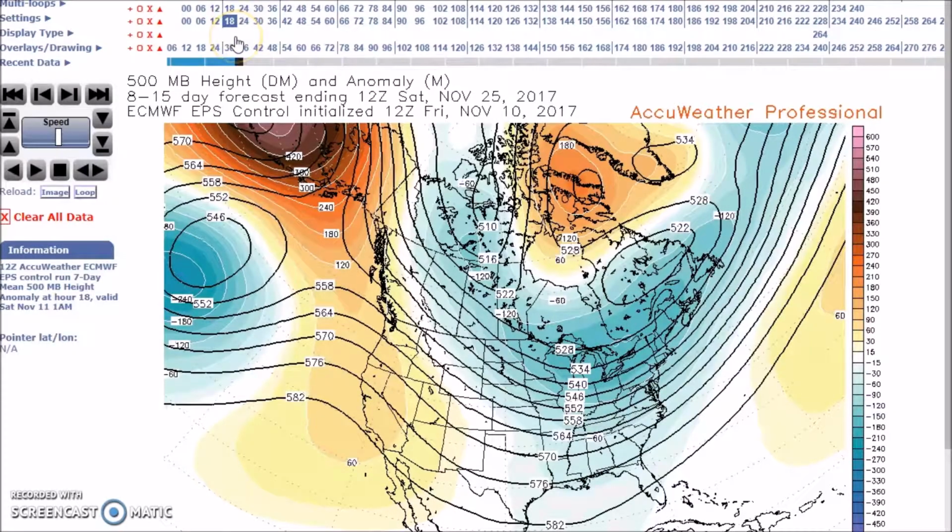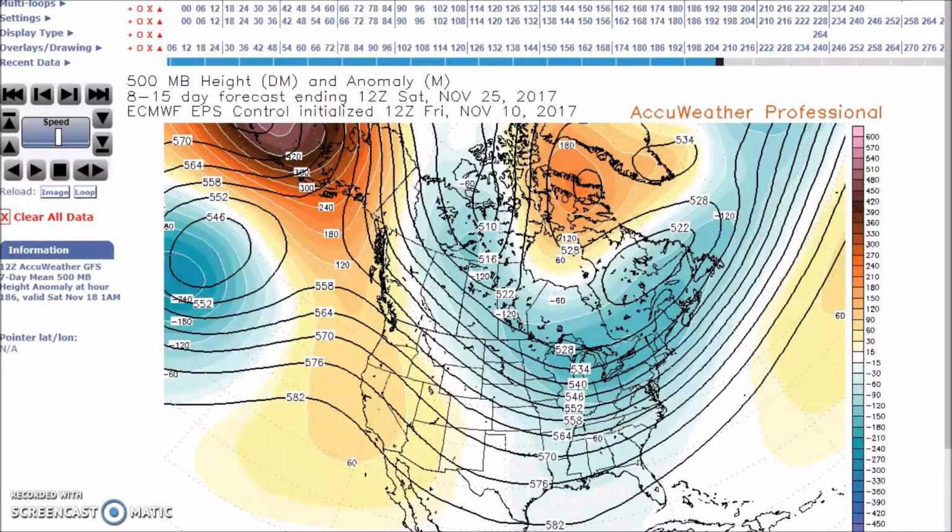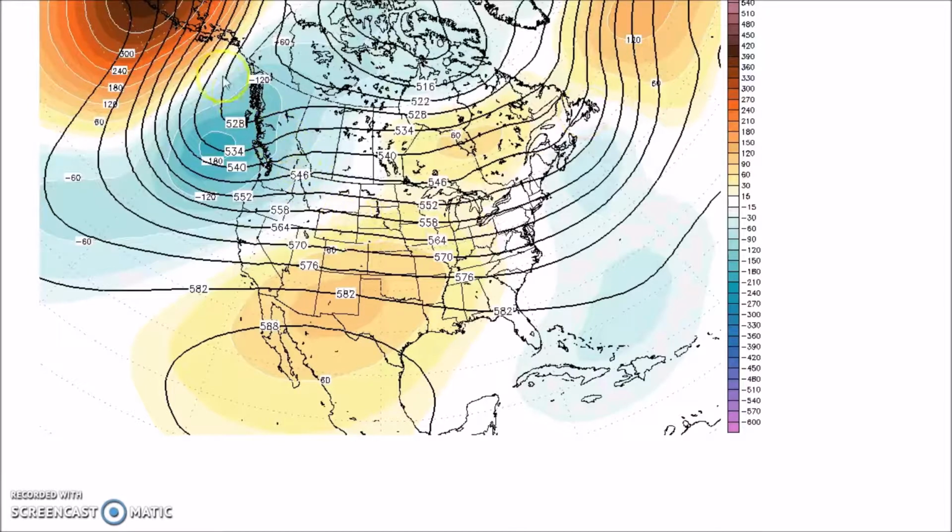We're going to look at the period of November 16th to the 20th. Here we are at the 18th. Keep clicking this map. On the 16th, we still have very strong positive height anomalies here, negative height anomalies here, and zonal flow at near above normal heights across much of the nation, with the possibility of a trough in the east.